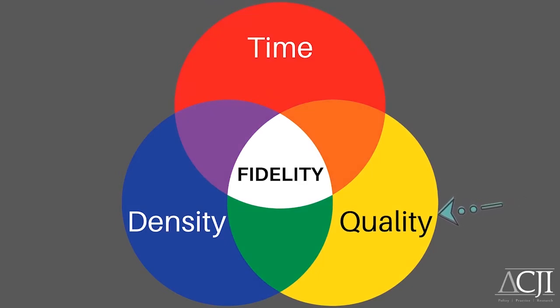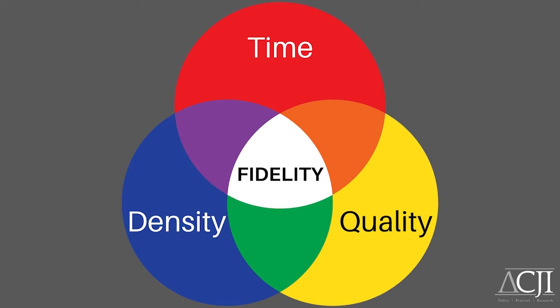The evidence-based practice or the innovation has to be done the way that it's intended, adherent to the way that the model is. But that's not enough. Time is also important. We have to do the innovation for long enough to be able to expect an outcome. And density is also important. Density is, are we using it on a large enough scale? Are we using it with enough clients? Are we using it in enough sites? Are we using it in enough situations in order to tip the scales of change?